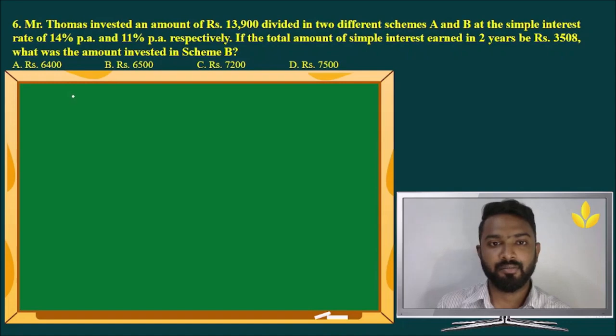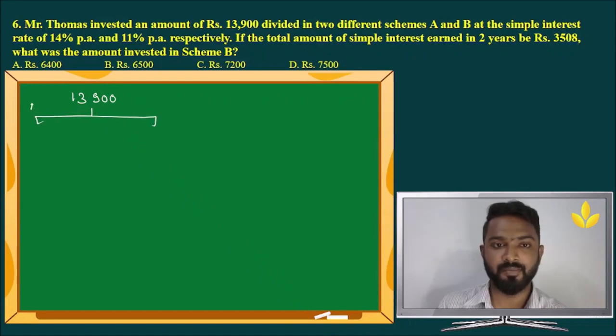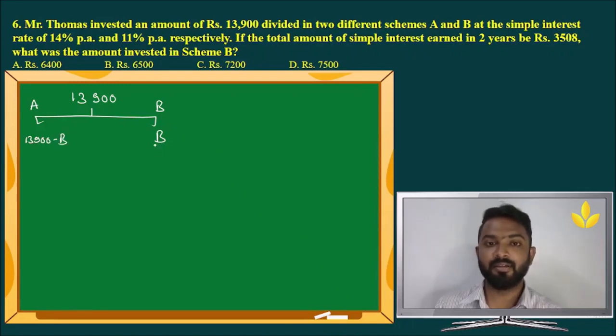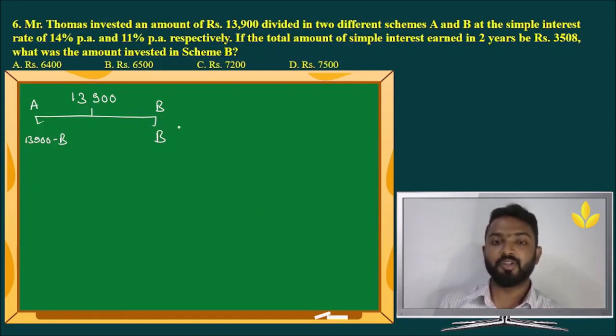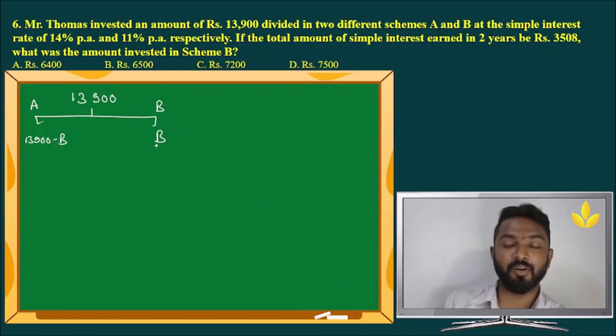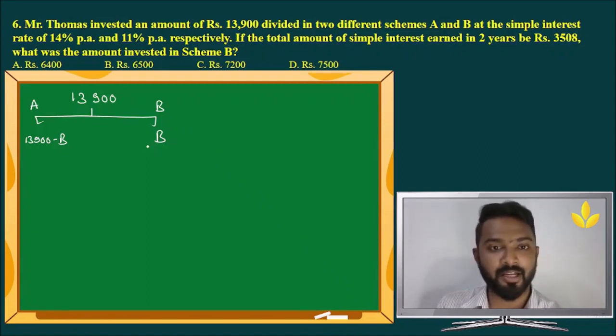Okay. So the total amount of money we have is 13900. This has been divided in two schemes. We have scheme A, we have scheme B. Let scheme B be B and let scheme A be 13900 minus B. Why did I take scheme B as B? Why not A as X and this one as this? Because they have ultimately asked us to find scheme B. So I'm 100% sure whatever is the value of this variable, that itself is the final answer. That saves me from thinking too much towards the end.